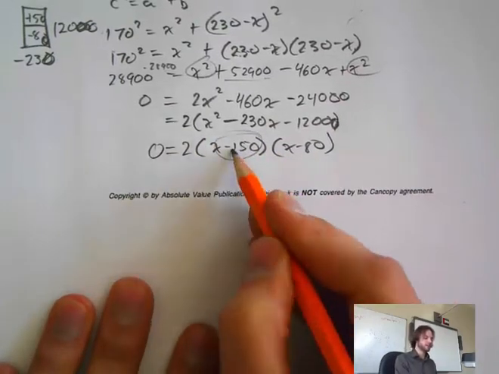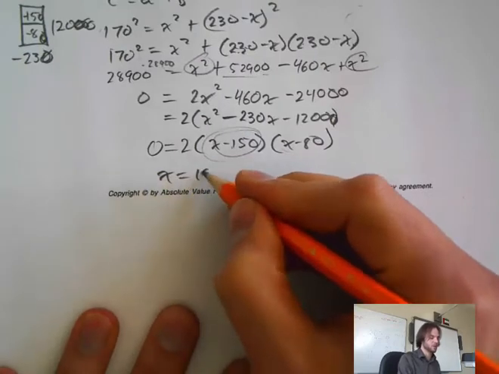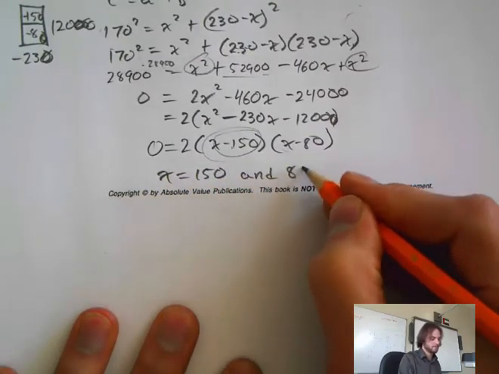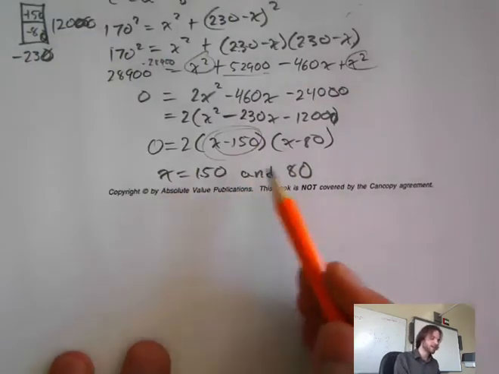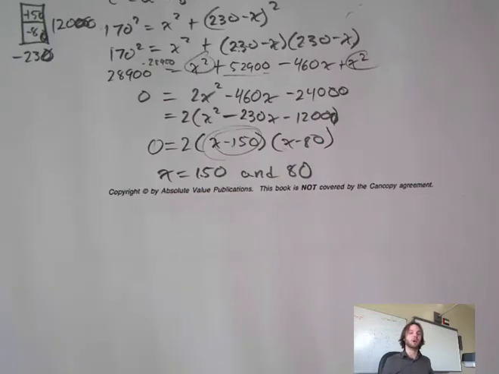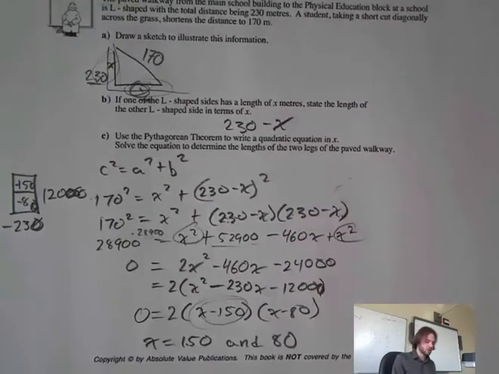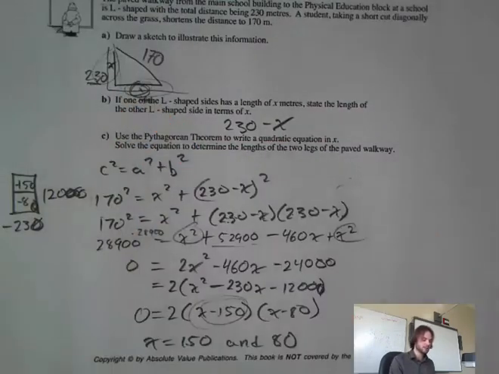We solve for x. This could equal 0, or this could equal 0. I get x could equal 150 and 80. So those are my two dimensions. And look how neat this is. If I add these together, what does that give me? 230. And look at this dimension here. So if I go 230 minus 150, that gives me 80, which is that side.